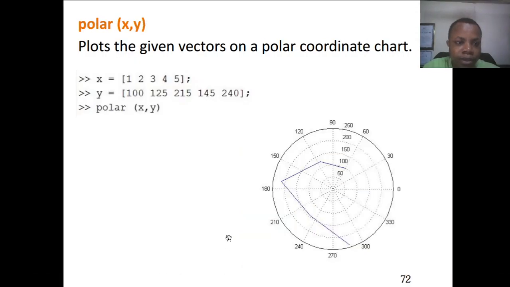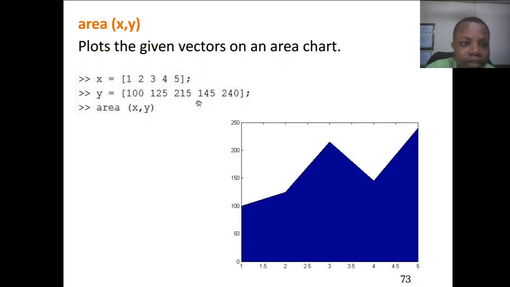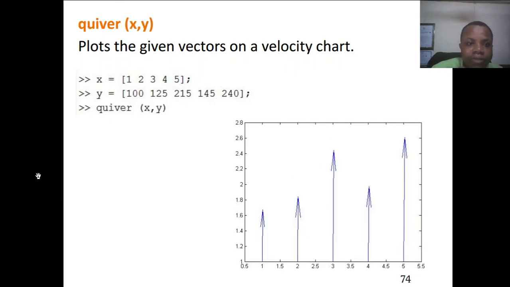Now in that same case, we could plot our data in a polar coordinate chart. All that we have to do is just use the function polar, and this is going to plot everything in the form of a polar coordinate chart for us. We could also plot the area, and that is the area of x and y using the function area. So you specify x and you specify y, and that gives you your area.